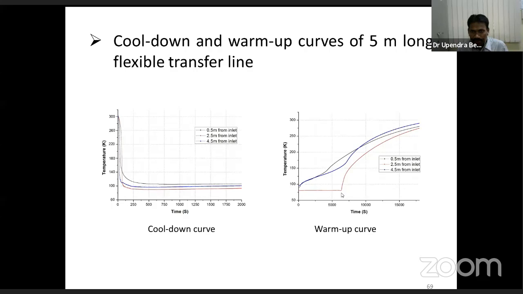And this is the warm up curve. You can see the middle sensor, though the other two ends warm up very fast. The middle sensor, which is the coldest point of this transfer line, takes around 650 seconds to start the warm up.